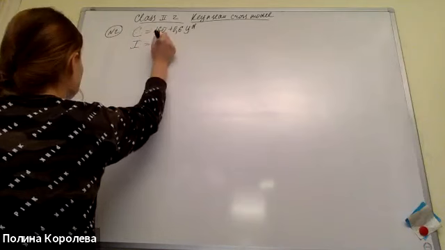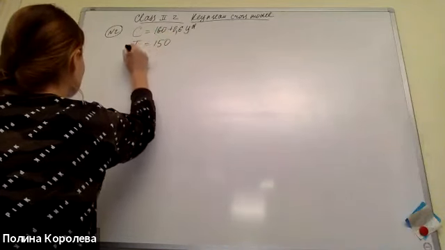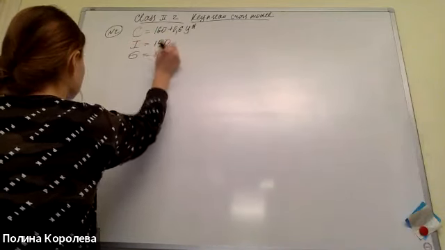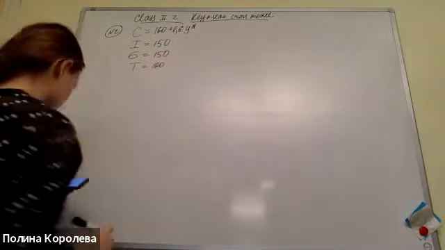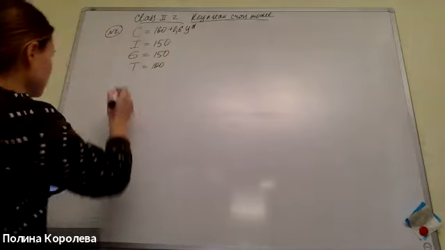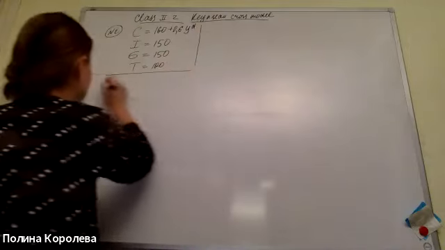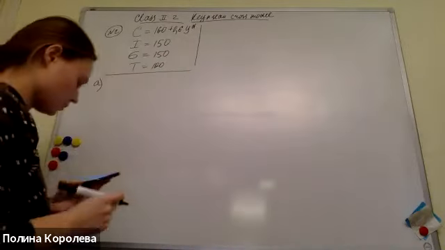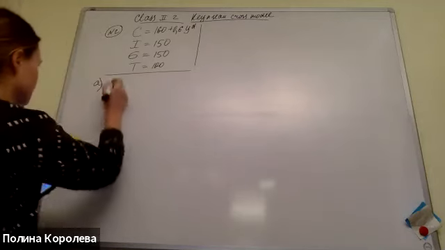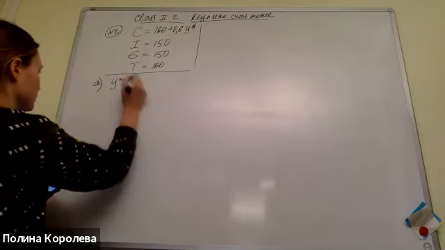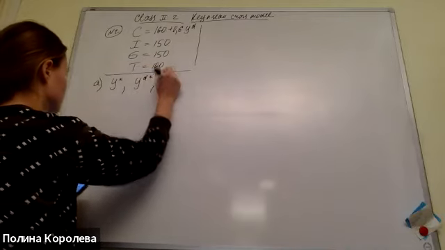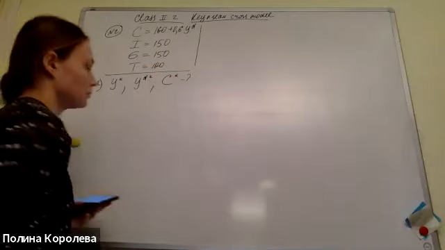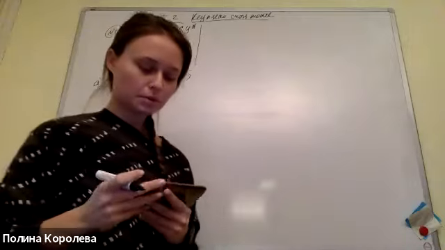Investments 150, government spendings 150, net taxes 100. Taxes are lump sum. So point A, we should solve for equilibrium GDP, disposable income, and consumption. Okay, Anastasia, please, what should we do?